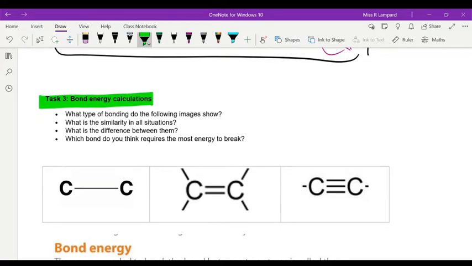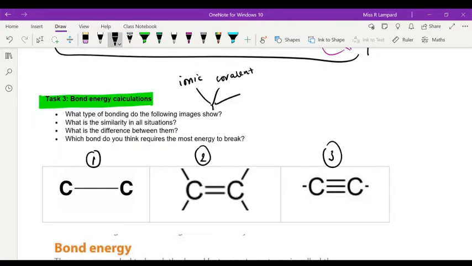I want you to have a look at the 3 images below. So image 1, image 2, and image 3. I want you to tell me what type of bonding the following images show. So think back, you've got 3 options. Is it ionic, covalent, or metallic?